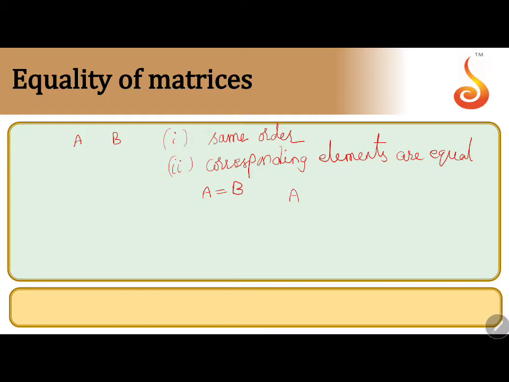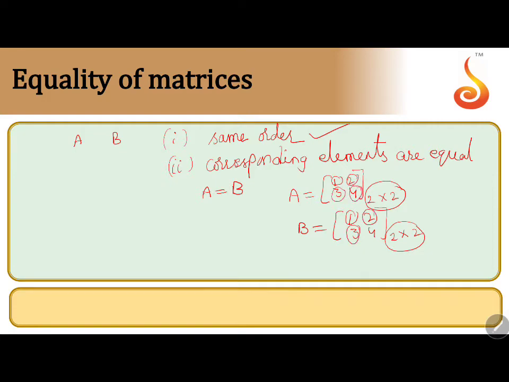For example, A is equal to [1, 2; 3, 4]. It is a 2 by 2 matrix. B is equal to [1, 2; 3, 4]. This is also a 2 by 2 matrix. First matrix order 2 by 2, second matrix order 2 by 2, both are equal. First condition is satisfied. Corresponding elements 1, 1, 2, 2, 3, 3, 4, 4 are also equal. Then clearly here A is equal to B. Both the matrices are same.